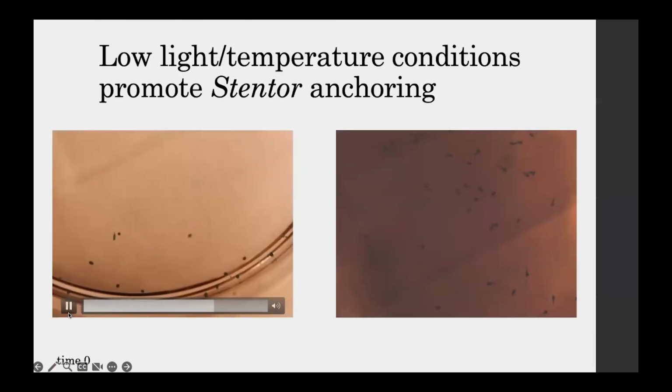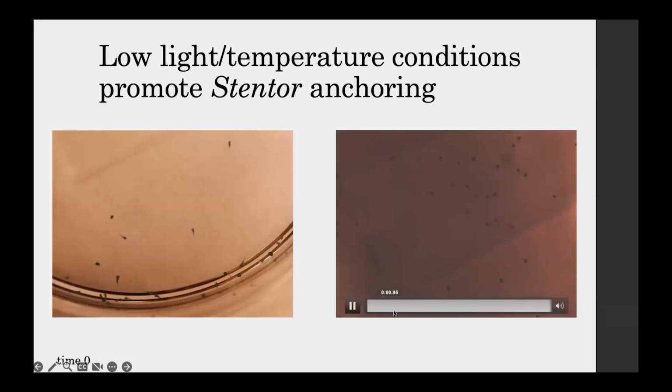You can see here, this is an example of normal ambient light conditions. There's still some cells swimming around and they're all sort of positioned next to the edge of the dish. And here's low light conditions. Most of them are anchored and they're nicely spaced. So that's why it's conducive for my experiments.